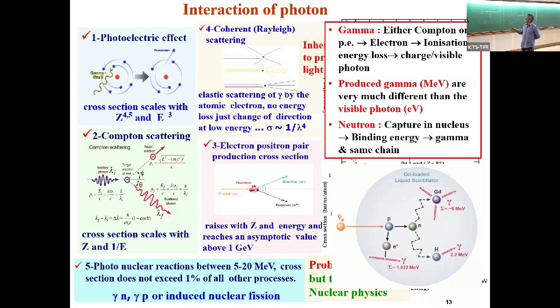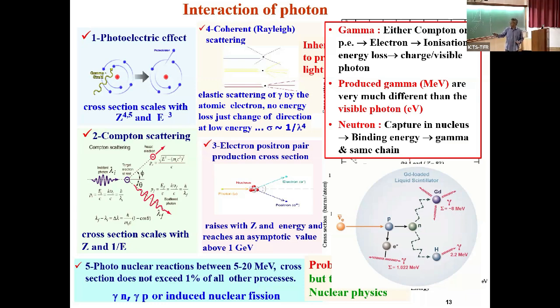And how do you detect a neutron, a neutral particle? It captures in the nucleus. If the neutron comes to hydrogen, it gives deuterium, or if it goes to gadolinium, it gives an excited state, and de-excitation gives you about 8 MeV in a few photons of MeV energy. That MeV photon comes from the binding energy in the capture on the nucleus, and then it comes to the same chain again. So this is the way we detect gamma and neutron in our neutrino physics experiments.